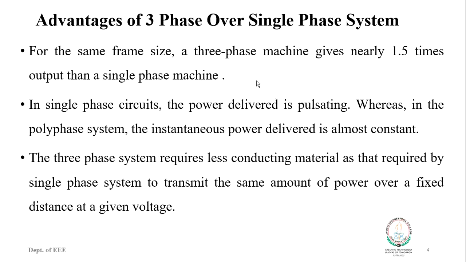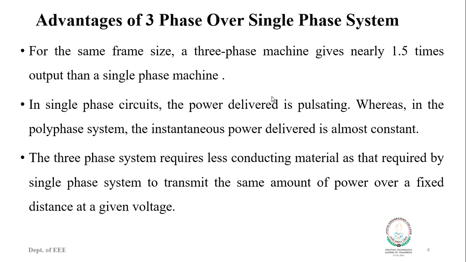Another advantage is that in a single-phase circuit, the instantaneous power is pulsating. Pulsating means it is changing its magnitude. Whereas in a polyphase circuit or a three-phase circuit, the instantaneous power delivered is almost constant, because even though the power in one phase is pulsating, if we take the total power in three phases, we get a constant value. So we can say that in a three-phase system, the power delivered is almost constant.